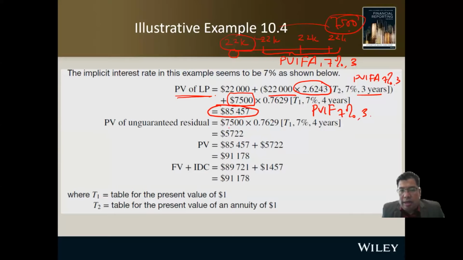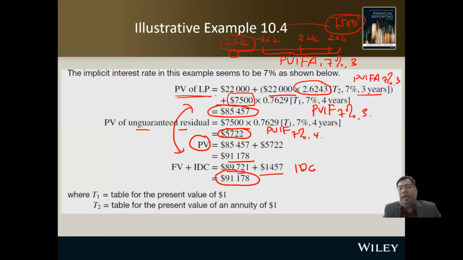If you want to calculate the unguaranteed residual, the UG, it will give you another 7,500 multiplied by PVIF 7%, 4 years. 4 years means after the completion. So this gives you 5,722. So the total present value will be 91,178, which is equal to the fair value of the asset plus IDC. You must know these calculations because they will help you to come up with the table.